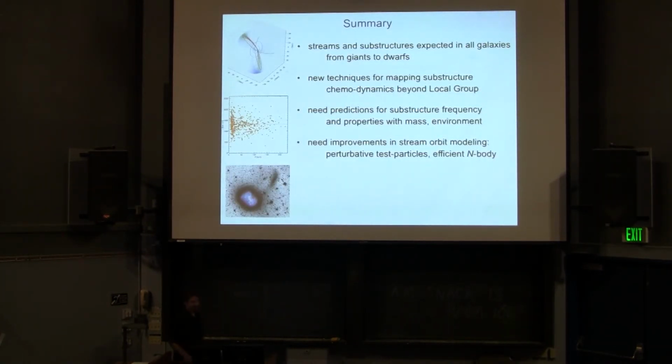So I'll just leave up the conclusions. We expect streams and substructures to be in all sorts of galaxies, as well as our Milky Way. Let's go out and look for them, and that's what we're doing spectroscopically in metallicity. Now that we're getting all this data coming in, we need more specific predictions of what we expect from Lambda CDM, how we can constrain that, or some of these alternative models that are out there, self-interacting dark matter or whatever.